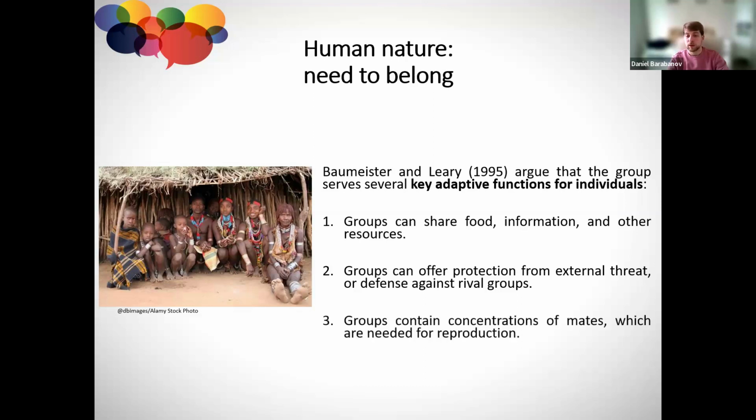A group contains a concentration of mates, which is needed for reproduction, right? So if you do not belong to a group, where will you find other people? I need to remind you that the overall population of people across the globe was very, very low when we emerged as a species. So it's several hundreds of thousands of people.